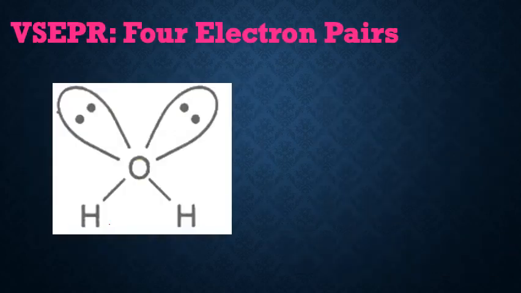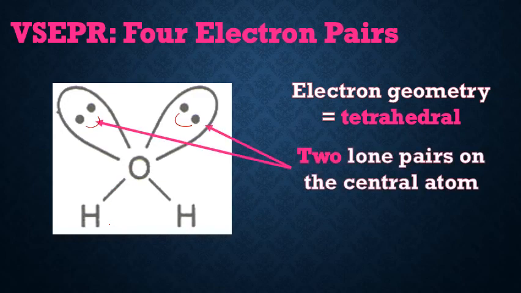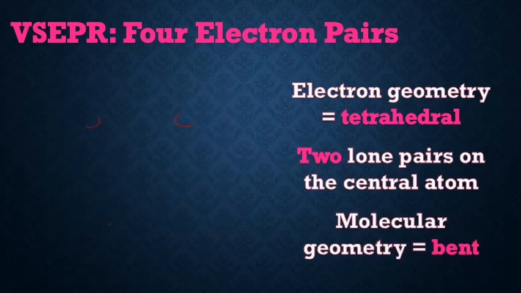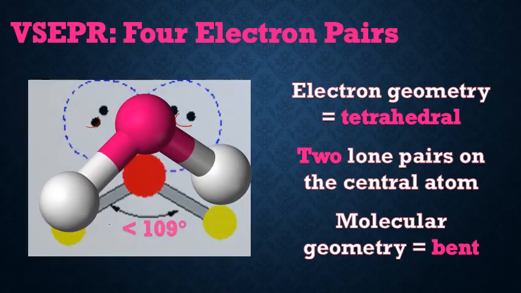Water is a classic example of a bent molecular shape. If you take a look closely at water, oxygen has 2 bonds and 2 lone pairs. The electron geometry is tetrahedral because there's 4 things on oxygen, the central atom. However, because of the 2 lone pairs, the VSEPR structure, the molecular structure, we say is bent. Because those lone pairs take up so much space, the bond angle then is less than 109.5 degrees.